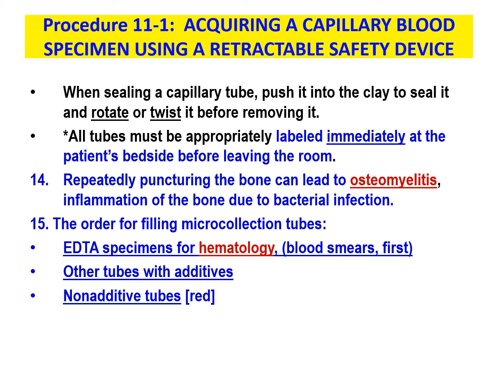And remember, the micro collection tubes have a different order of draw than our venous vacutainer tubes, right? So let's talk about the order of draw for our micro collection tubes. As you can see on here, our EDTA specimens for hematology, our little purple tops, are done first in order, right? Caveat, we always do those blood smears first, right? So if it's a CBC with a diff, we make our 2 blood smears first, then we collect our blood into our purple top. Now, the reason for that is because, as you know, a complete blood count includes counting of the cells, including the platelets.